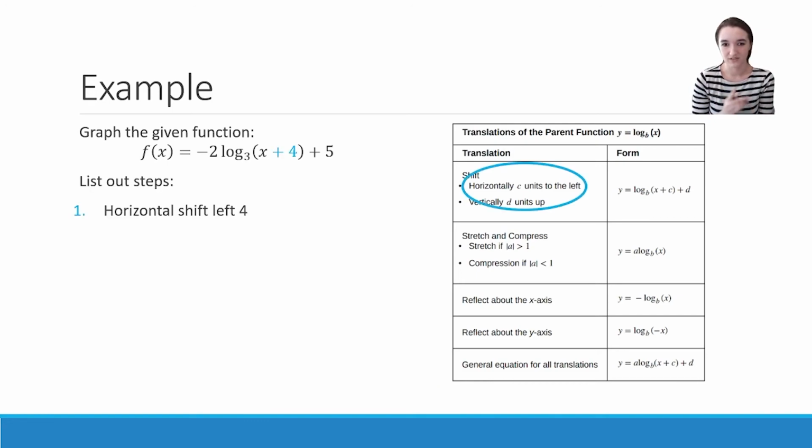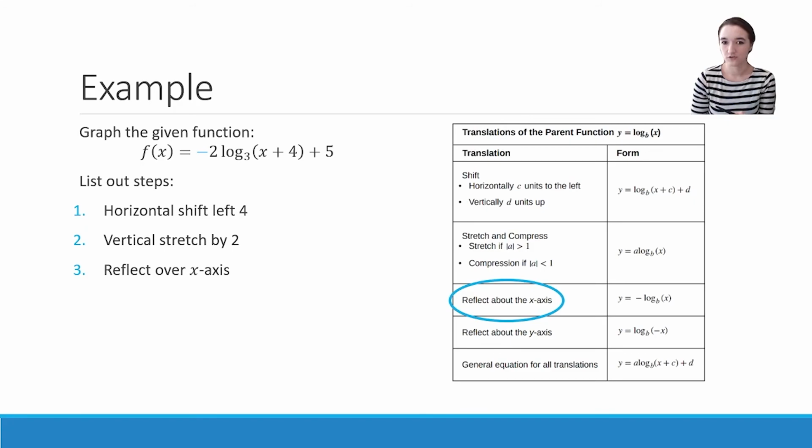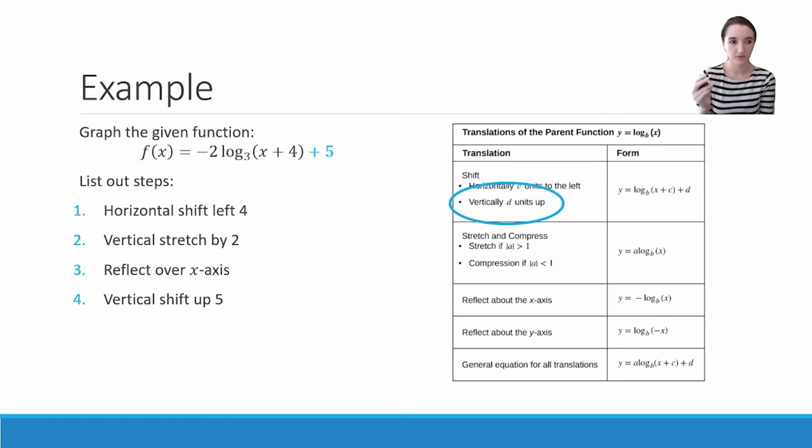Step 1 is we have this horizontal shift left by 4. So shift left 4, then vertical stretch by 2, that 2 in front of the log. Then reflect over the x-axis. And finally, vertical shift up by 5. And let's see how that looks when we apply it to the graph.